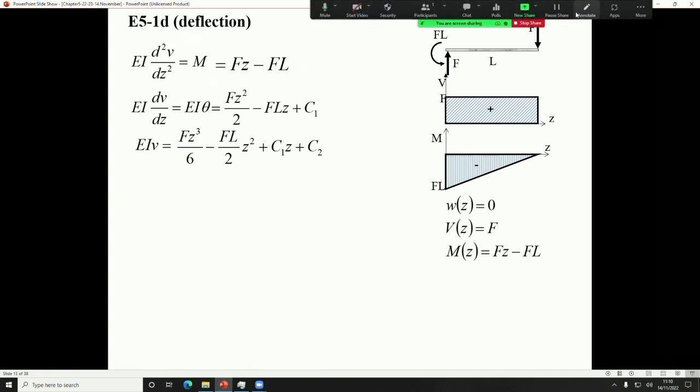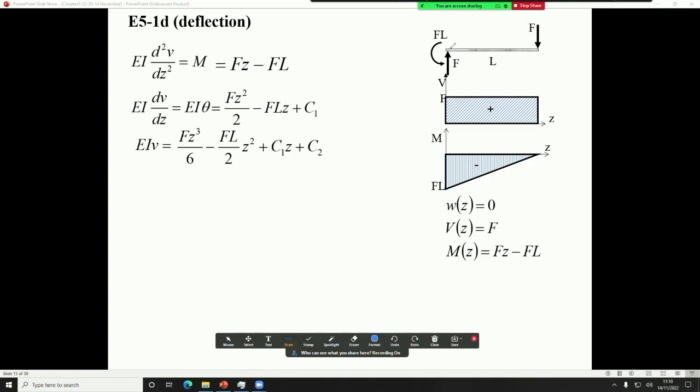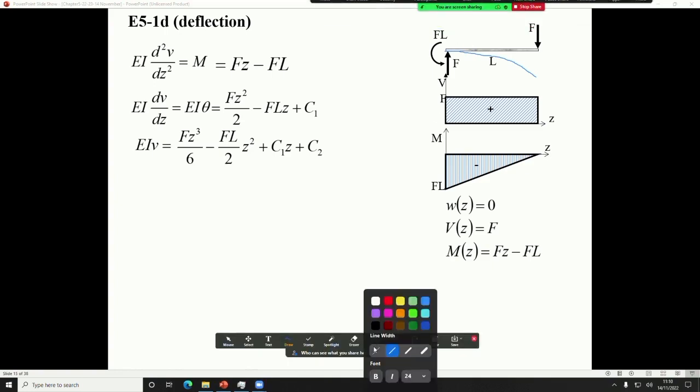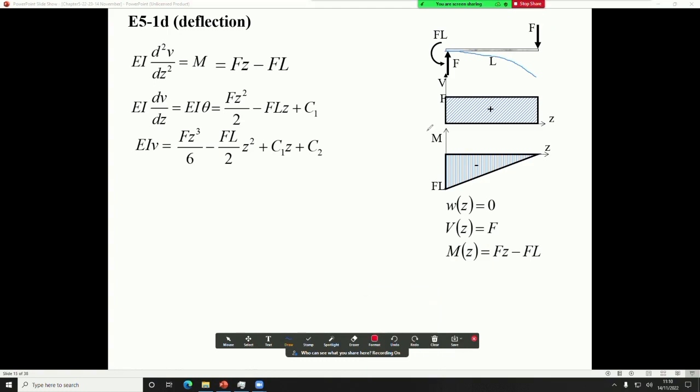At the clamped support, the slope is also zero. So if I draw it for you here, this is the deformed geometry. What was the definition of a slope? If I draw a tangent at this position, the angle it makes with the z-axis in the anticlockwise direction, that is the slope at this position. So at this position, the slope is equal to zero.